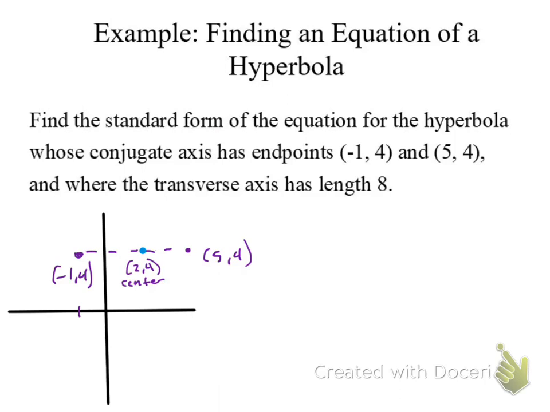And it tells me that my transverse axis has length 8. So if it has length 8, that means I go up 4 units, and I also go down 4 units. Okay, so that would be 4 on top and 4 on the bottom. It does say the transverse axis, and that is going to be referring to our major axis.